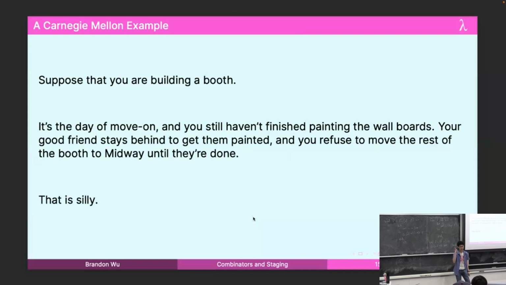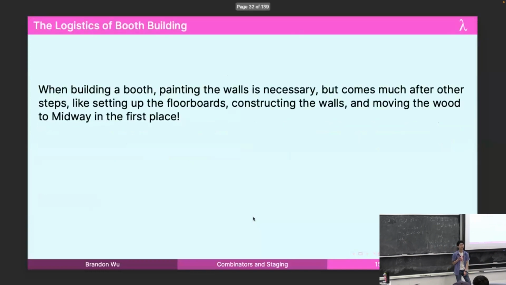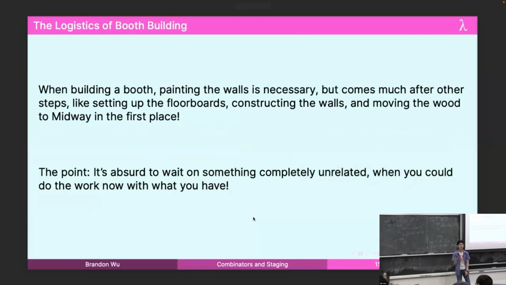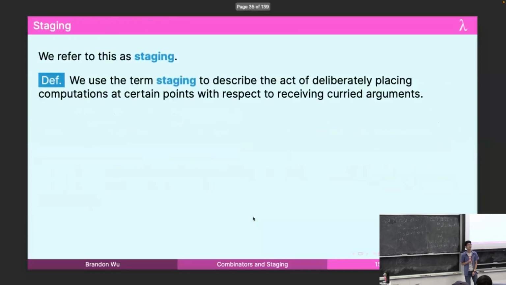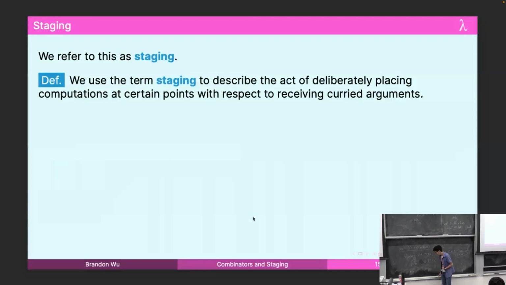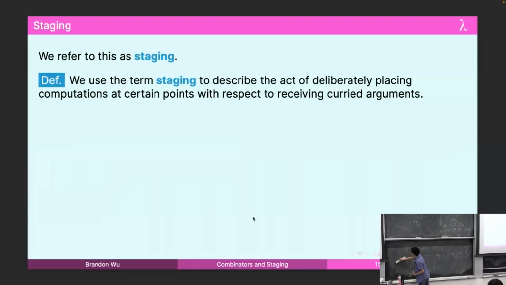All right? This is the idea of staging. You shouldn't have to wait on something unrelated when you can do work right now with what you have. You don't need to wait on other people. This is the idea of staging, which is a term describing what happens when you put computations in particular places with respect to curried arguments, okay? And the with respect to curried arguments is kind of the same idea as the difference between these two things. I would say that these two functions I've defined up here are differently staged, okay? And that's why they exhibit different behaviors, all right?